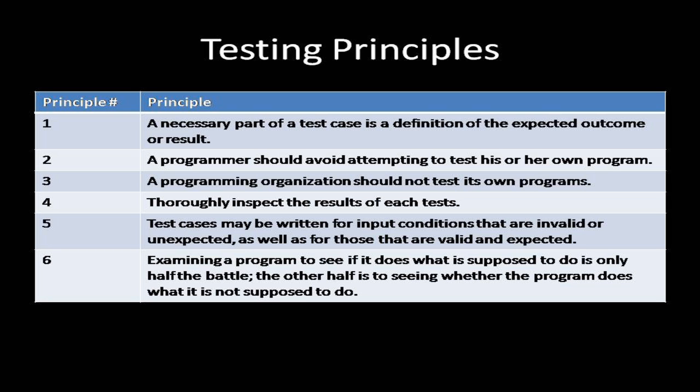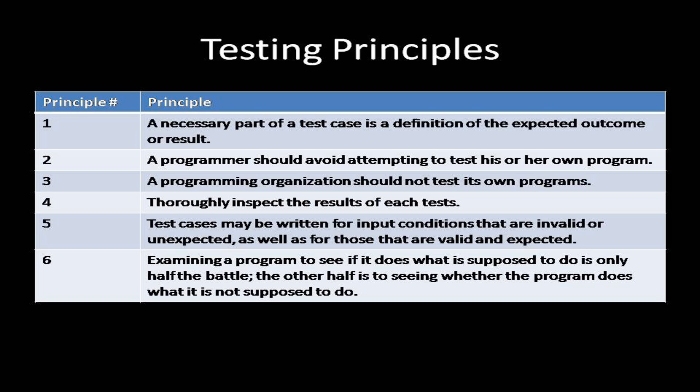The fifth principle is test cases must be written for input conditions that are invalid and unexpected, as well as for those that are valid and expected. There is a natural tendency, when testing a program, to concentrate on the valid and expected input conditions, at the neglect of the invalid and unexpected conditions. Many errors that are suddenly discovered in production programs turn up when the program is used in some new or unexpected way. Therefore, test cases representing unexpected and invalid input conditions seem to have a higher error detection yield than do test cases for valid input conditions.